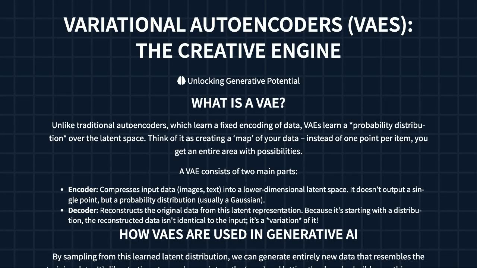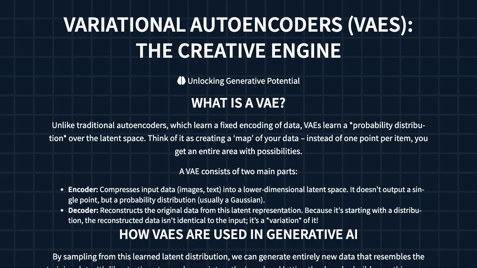Okay, let's dive into VAEs. They're a really clever technique in generative AI. Unlike regular autoencoders that just create a single snapshot of your data, a VAE learns to represent the entire distribution of the data. It's like building a map instead of just a single point.